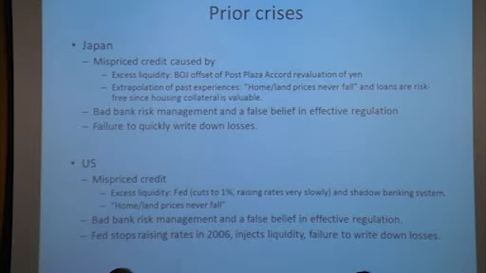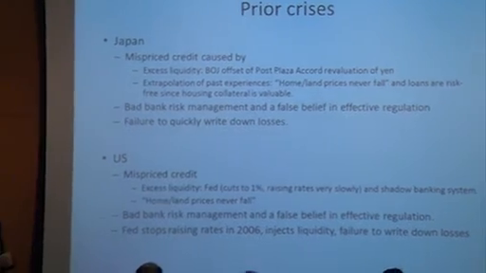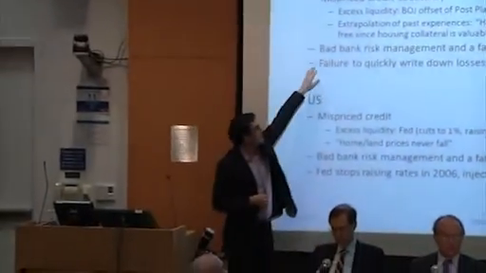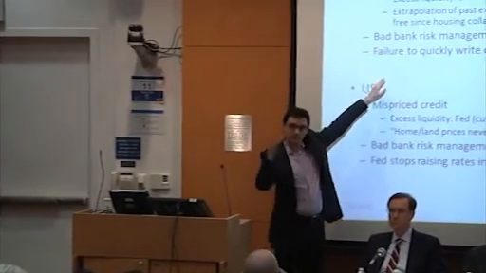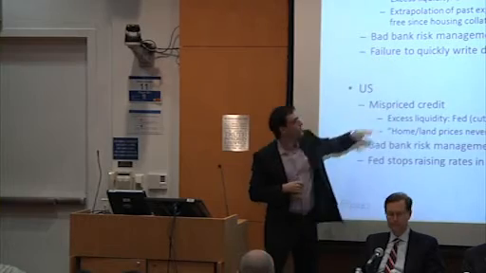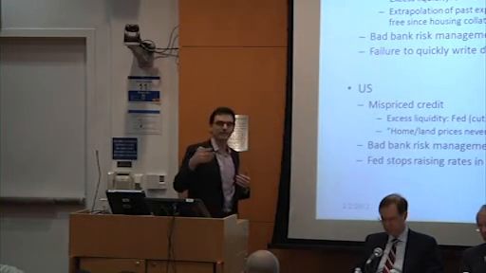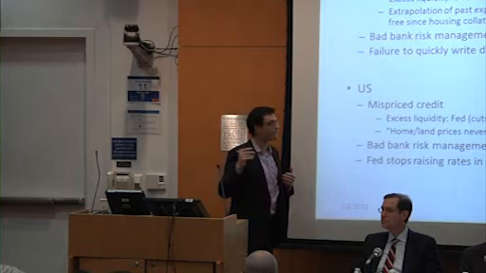And real estate is good collateral because real estate values never fall. We also had bad bank problems in Japan, sort of a false belief in effective regulation from people outside the banks. And then there's a failure to quickly write down losses. Japan didn't really deal with the bank losses until the mid-90s.